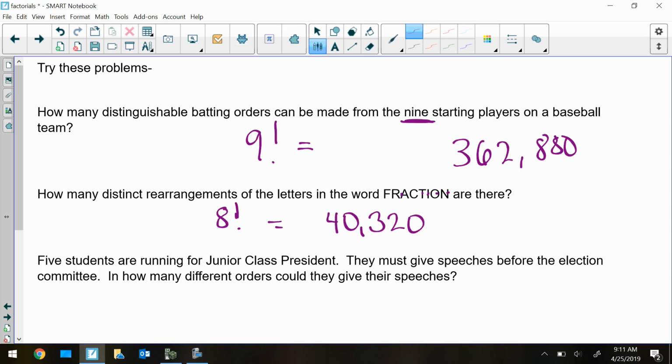All right. And 5 students are running for junior class president. They're going to give speeches. So ideally, you have an order of speeches, who's going to go first, then who's going to deliver their speech second, and you can see that that would be a decision chart. I can write it really quick if you want to, go for it. No big deal. But that would also be represented as 5 factorial.